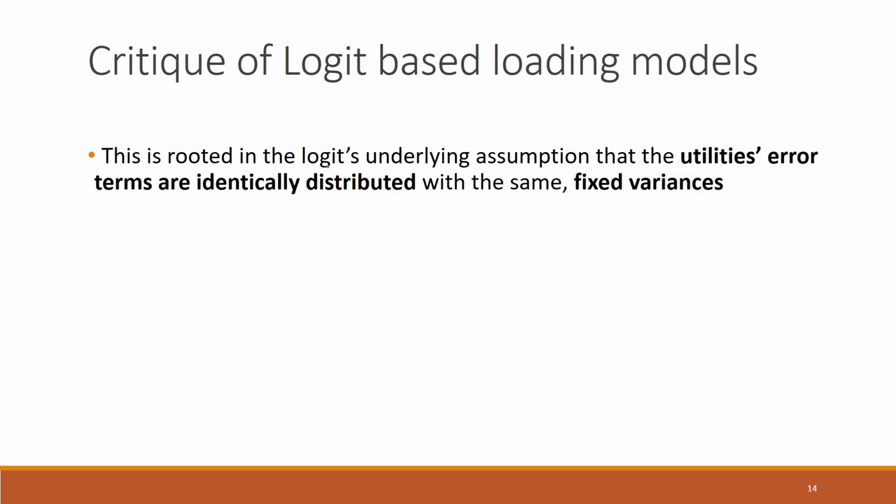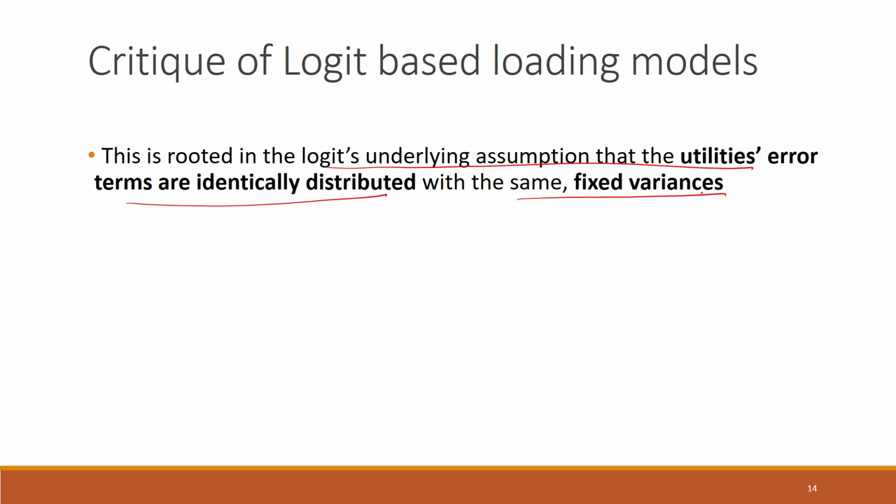So, this is rooted in the Logit's underlying assumption that the utilities' error terms are identically distributed with the same fixed variances. If you remember, this error term in the Logit choice model is assumed to be an IID Gumbel variate, that is, it has independent and identical distribution from the Gumbel variate. Okay. Since this identical term is there, that means that the error terms of these different alternatives are coming from the same distribution.